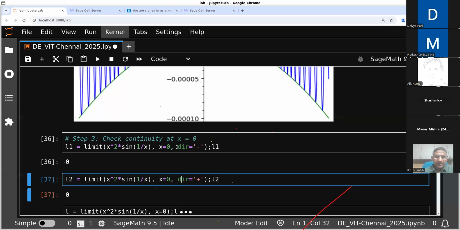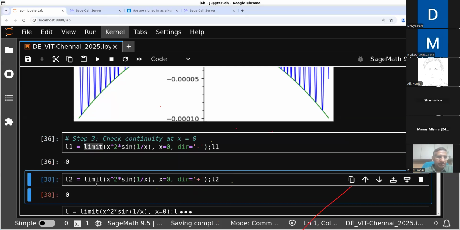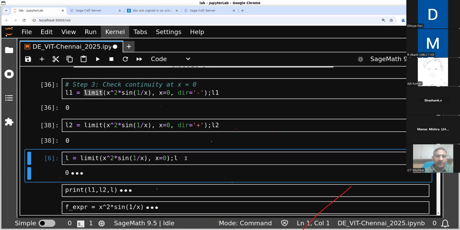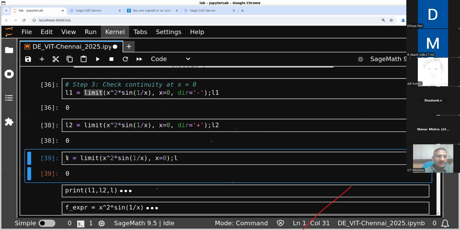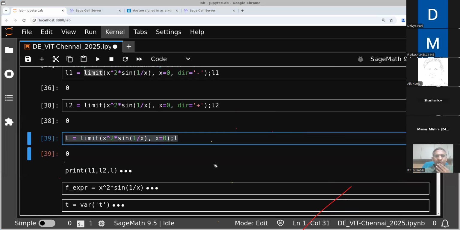So for the left hand limit, the direction is equal to, in single quotes, you write minus, and for the right hand limit you write direction is equal to plus, and the function for the limit is just limit. So left hand limit, right hand limit, both you can find out very easily. Here the left hand limit is the same as the right hand limit, and we can also find out the limit. If I don't say any direction, it will give me the limit. And that is what you saw here.